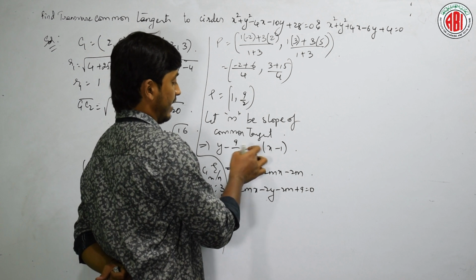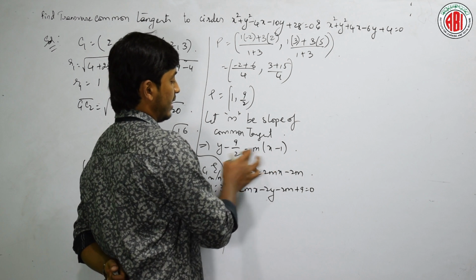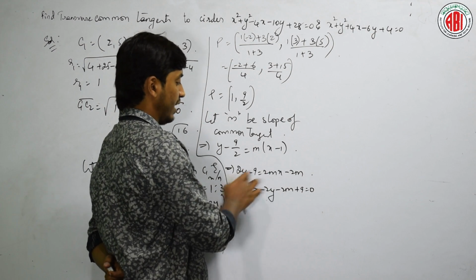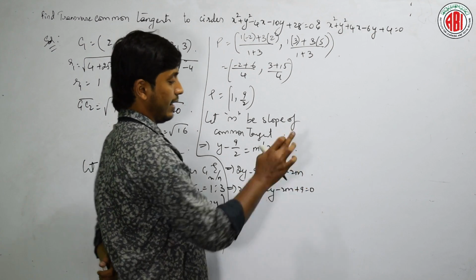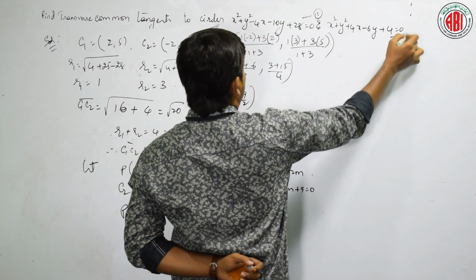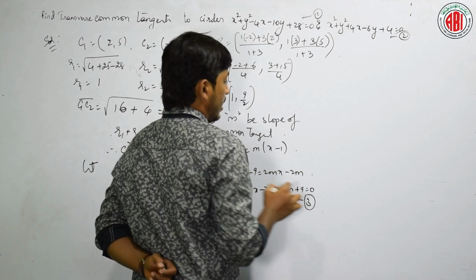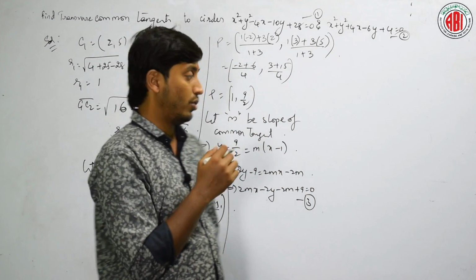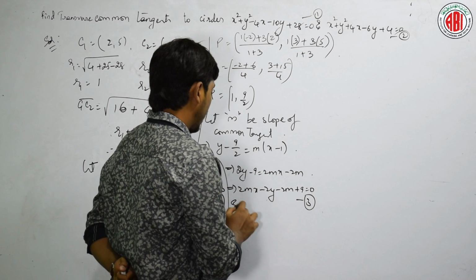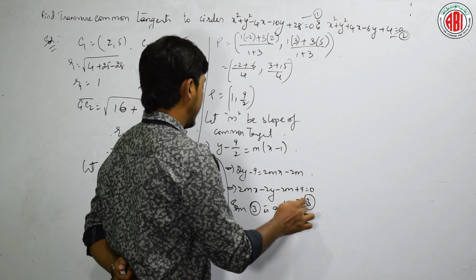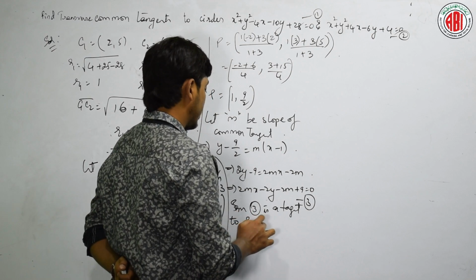If I send this to that side, that will be 2mx minus 2m. And here, 2mx minus 2y minus 2m plus 9. Clear? Now, if we observe, this is our equation 1, 2, 3. Equation 3 is an equation common to both the circles, that is, 3 is a tangent for both the circles. So, let us assume equation 3 is a tangent to equation 1.